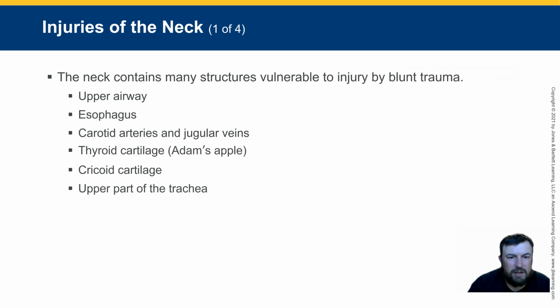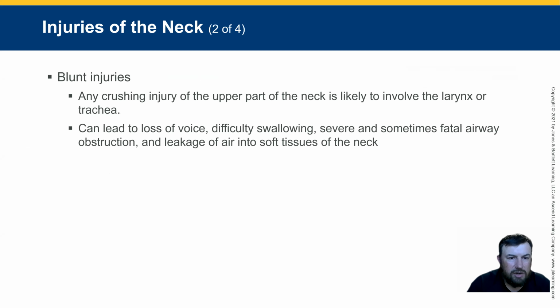The neck contains structures vulnerable to injury by blunt trauma. So upper airway, our esophagus, carotid arteries, and jugular vein. Thyroid cartilage, your Adam's apple, cricoid cartilage, upper parts of the trachea. So anything up here, if we take blunt trauma, we can have injury. Any crushing injury of the upper part of the neck is likely to involve the larynx and trachea. It can lead to loss of voice, difficulty swallowing, severe and sometimes fatal airway obstruction, and leaking of air into soft tissue of the neck.